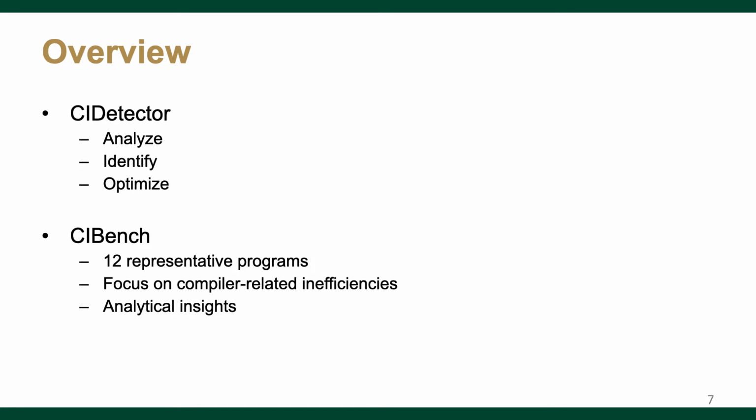To find suitable programs to form the benchmark, we first developed a tool, CIDetector. CI is short for compiler inefficiency. We use this tool to analyze many software programs and pinpoint inefficiency to guide code optimization. Under the guidance of our tool, we are able to find suitable programs, and our metric is the speed of the generated optimized code. So CIBench is composed of 12 representative programs with compiler-related issues.